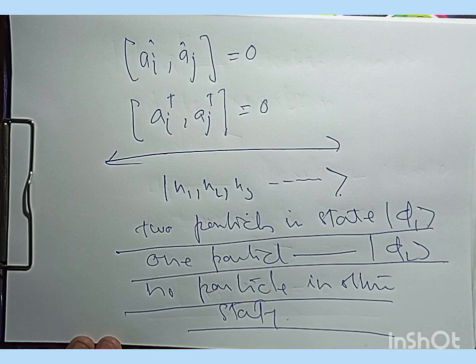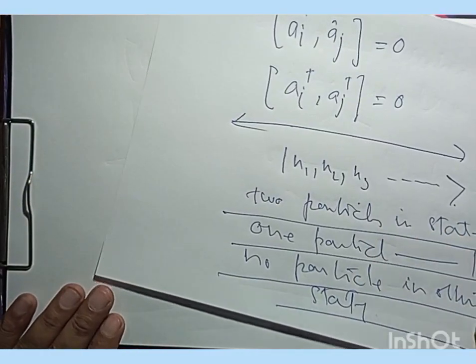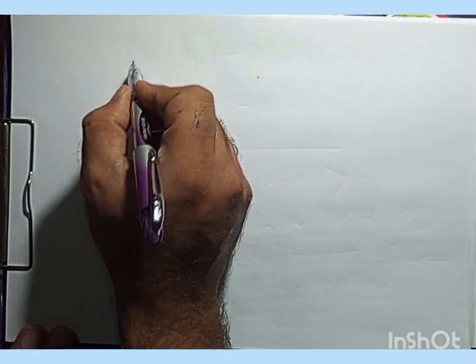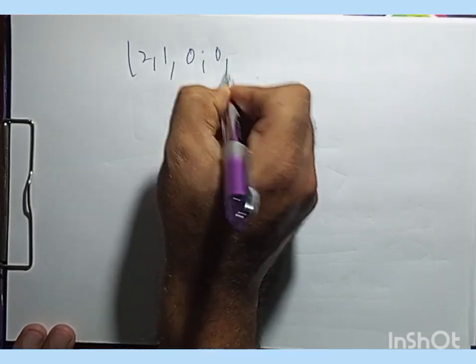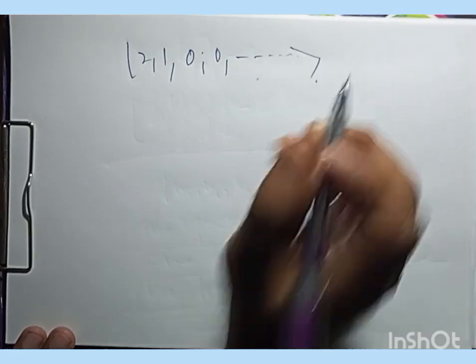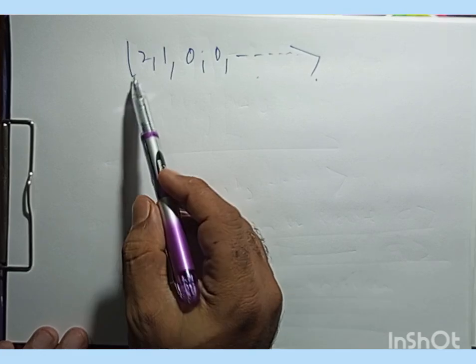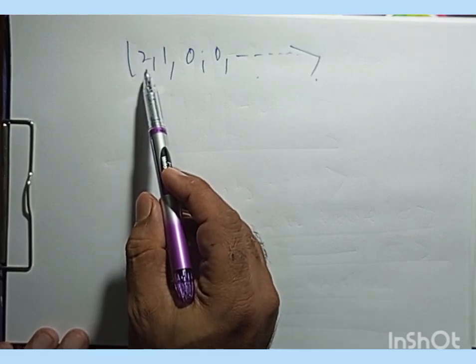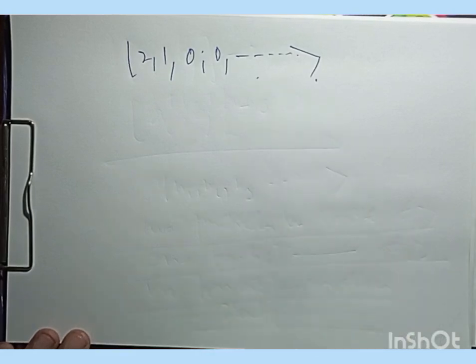How will I write this state here? In accordance with this general representation, I will write 2, 1, and then none, and so on and so forth. So this is my general state for what I defined as those occupancies: the first state has two bosons, the second has one, and the rest of the states have no particles at all.